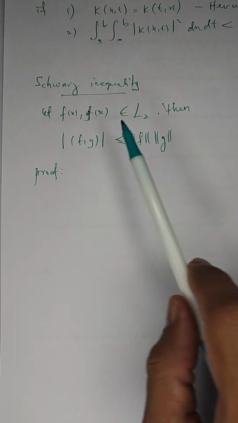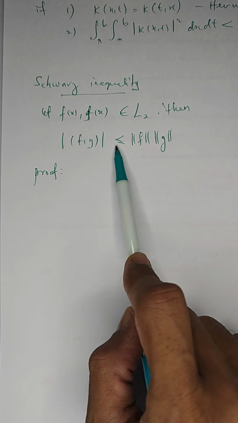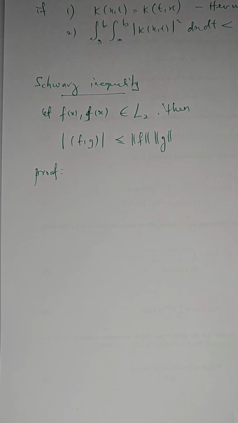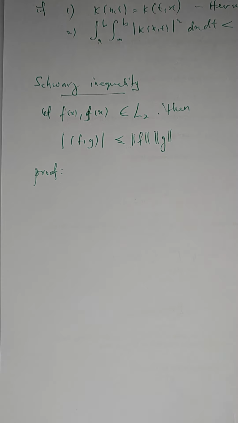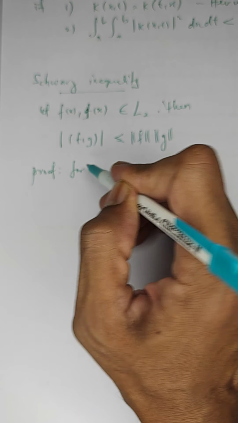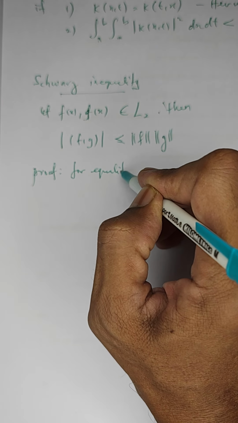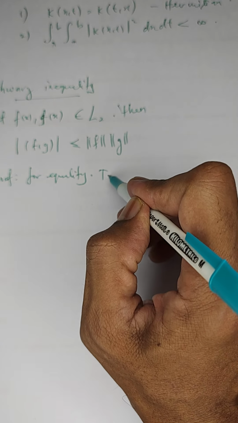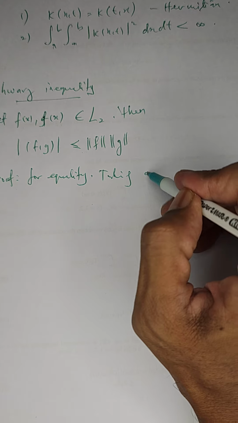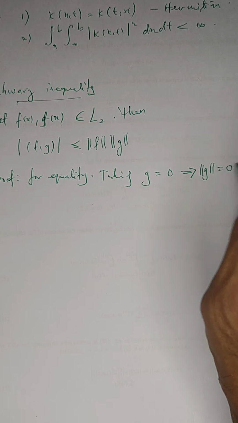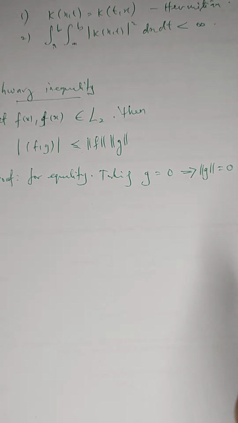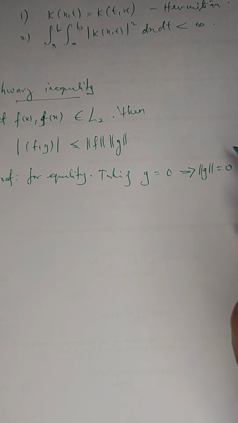We are going to prove two things. First, the equality, where this is equal to that, as well as the inequality. For the equality, if you take one of these to be 0, then obviously left equals right. So for equality, taking either f or g, in this case I take g equal to 0, then the result is obvious: left hand side equals right hand side, 0. So this is trivial.